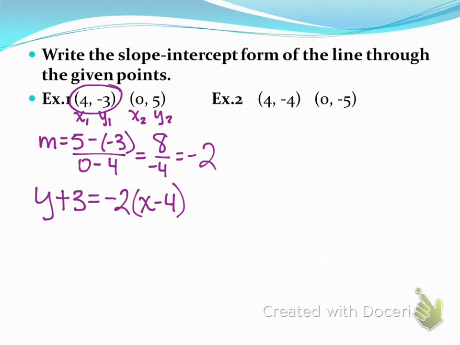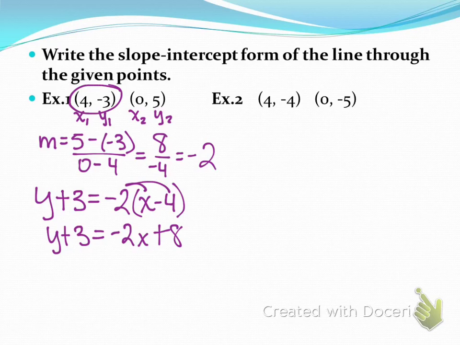From here, we're going back to our steps from Friday. We're trying to get it into slope-intercept form, so we are going to distribute. When we distribute that negative 2, what do we get? Negative 2x. What else? Negative 2 times negative 4 is? Positive or negative? Positive, so we would put plus 8.